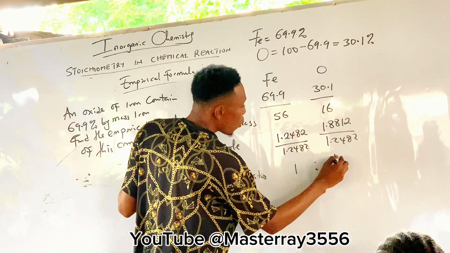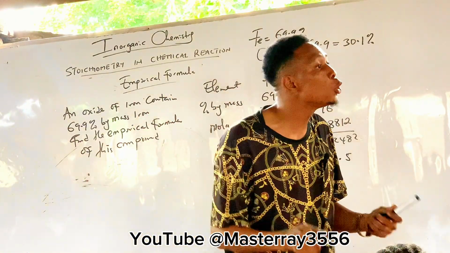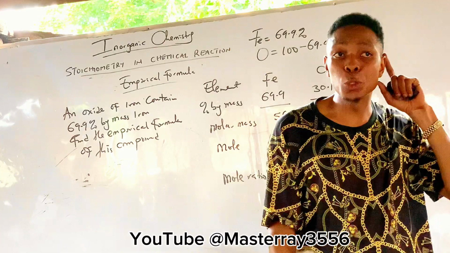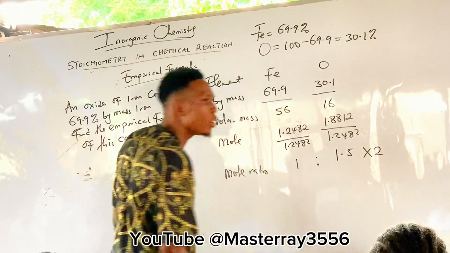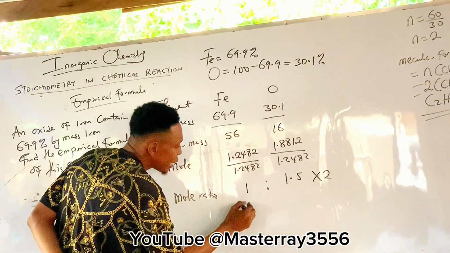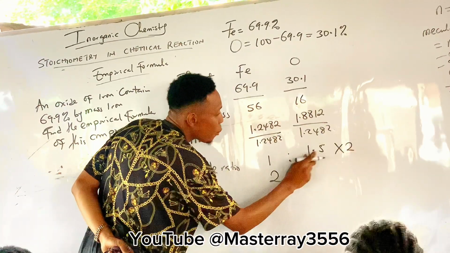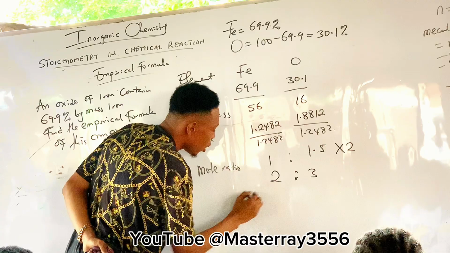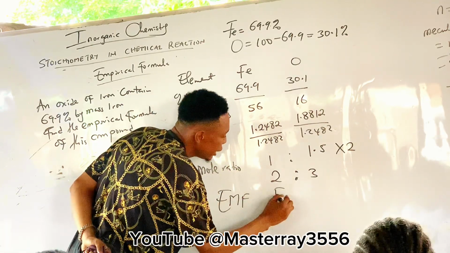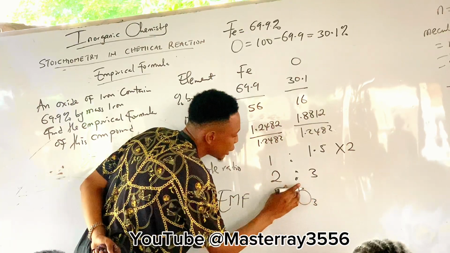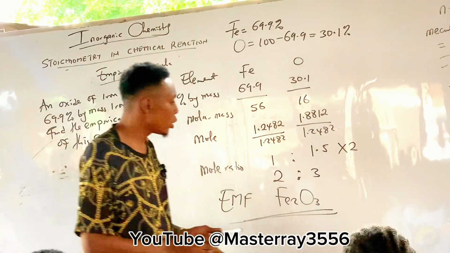The ratio is 1.5. I told you that whenever you have 1.5, what do you do? You multiply by 2. Are you following? So at the end of it, 2 times 1 is 2 ratio. 2 times 1.5 is 3. To get our EMF now, it becomes Fe2O3. So that's it. You can copy that.